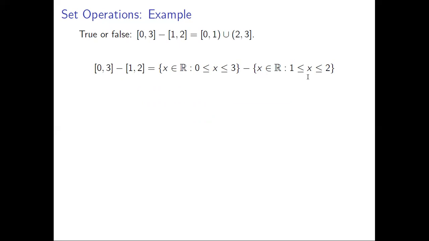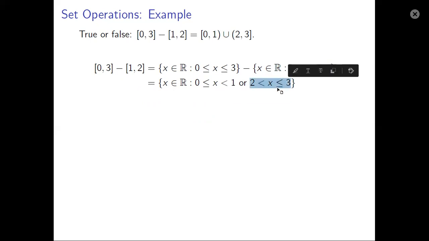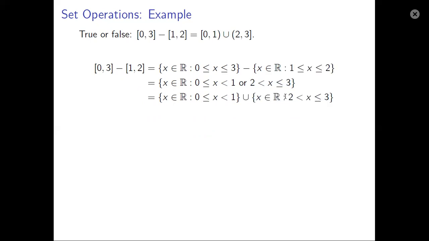So we can go from 0 up to 1, but not including 1, because 1 already has to be excluded. And similarly, we can go from 2 to 3, but not including 2. We cannot include 2 because 2 has to be excluded. So what we're left with is the set of all x in the real numbers such that x is greater than or equal to 0 and less than 1, or x is greater than 2 and less than or equal to 3. Okay.